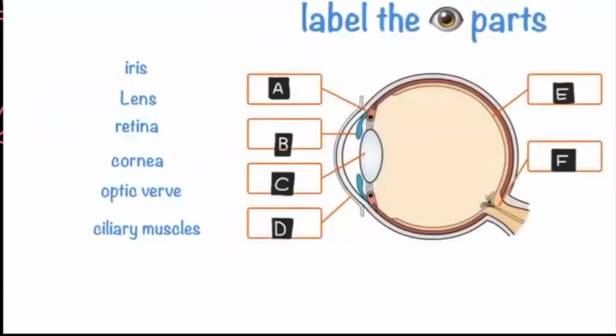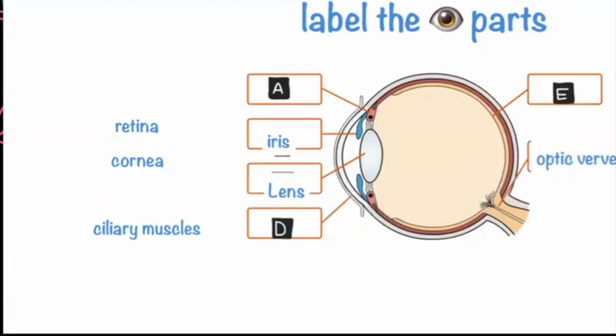If you take a look at the iris, iris is B. Iris is like muscles controlling the size of your lens, right? So that is B here. Then I have the lens itself, and the lens is C, right? In addition, I have the optic nerve. Optic nerve is F. Retina is like the back of your eye, E.